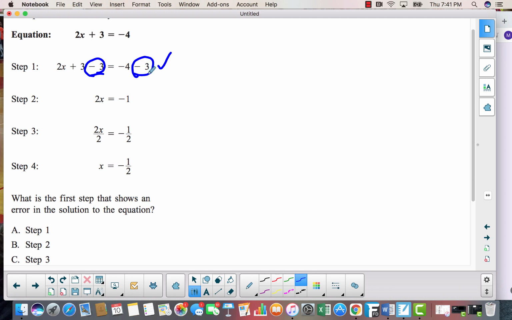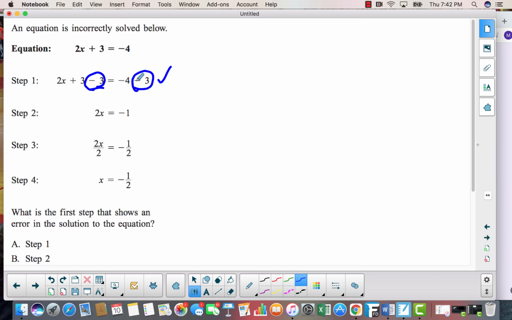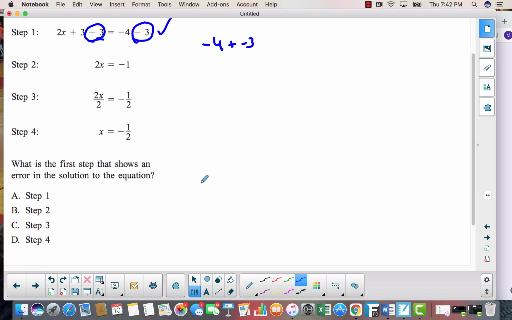Negative 4 minus 3, if I did, going back to that last one, if I did negative 4 plus 3, remember for taking the sign, whatever number has more absolute value is what we take into consideration. Well, in this instance we're not adding, we're subtracting. So if it was a plus 3, it would be negative 1, but it's not a plus 3. It's a minus 3. So going back to adding the opposite, this really means if we're adding and the opposite of 3 is negative 3, this number right here should have been a negative 7. So that's incorrect. I would say step 2. I mean, your other steps are going to be thrown off because of that, but they said what is the first step that shows an error?